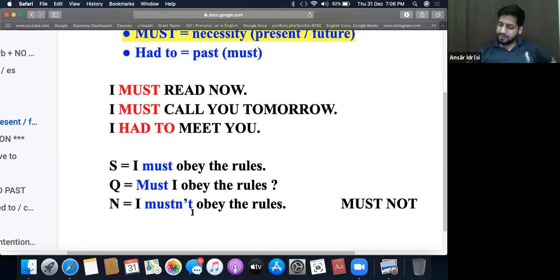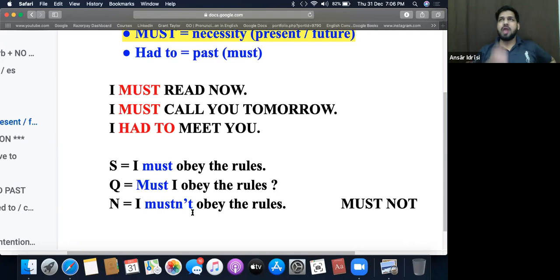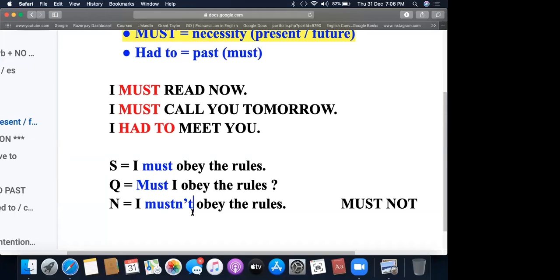Next. You must enhance the skill. Must you enhance the skill? You mustn't enhance the skill. Very good. You must fit yourself. Must you fit yourself? You mustn't fit yourself. Very good.